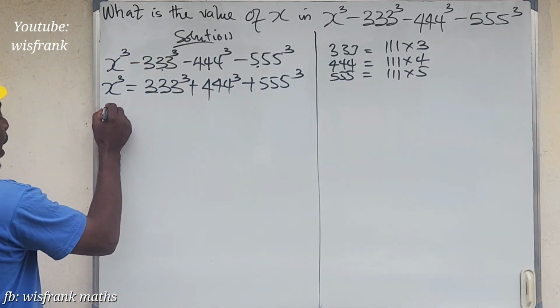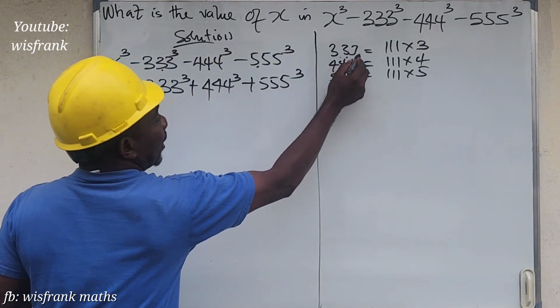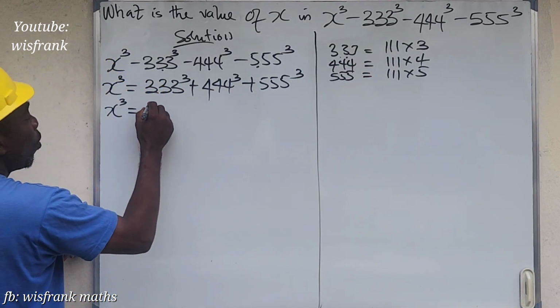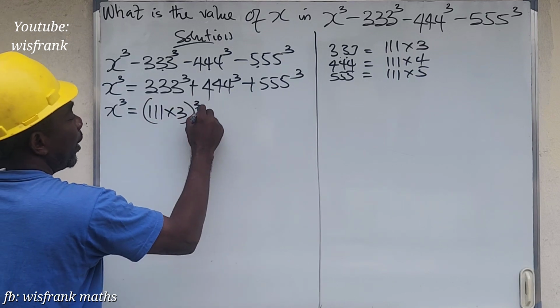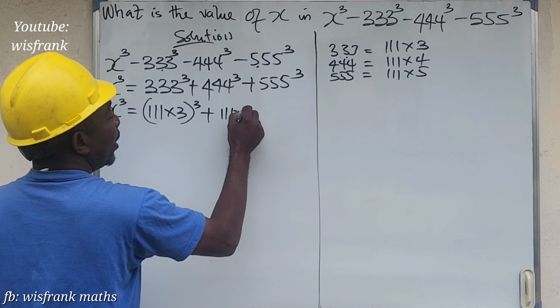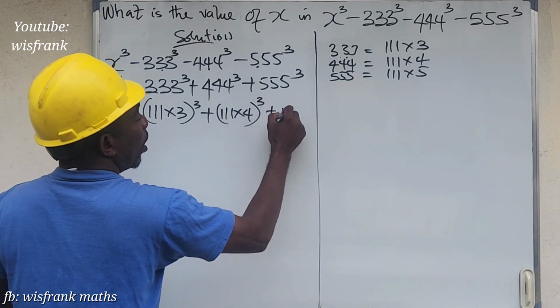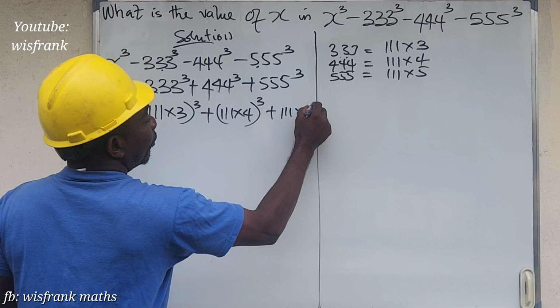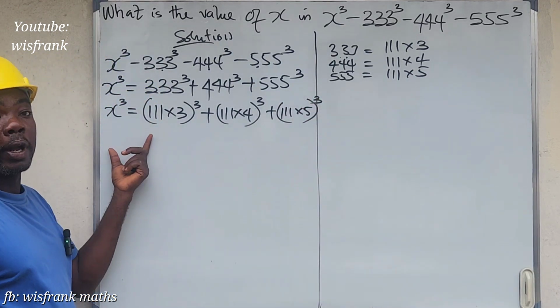So here, x to the power of 3 will be equal to, as we say, 333 is equivalent to 111 times 3, all to the power of 3. Then we have plus, replacing this, 111 times 4 all to the power of 3. Then we have plus 111 times 5 all to the power of 3. So this is what we have now.